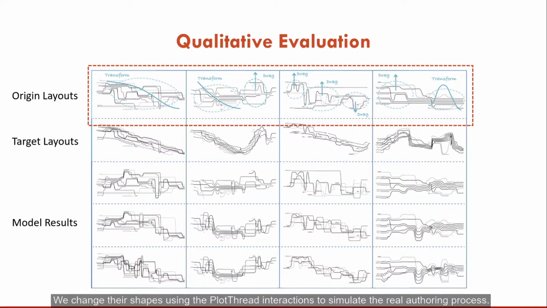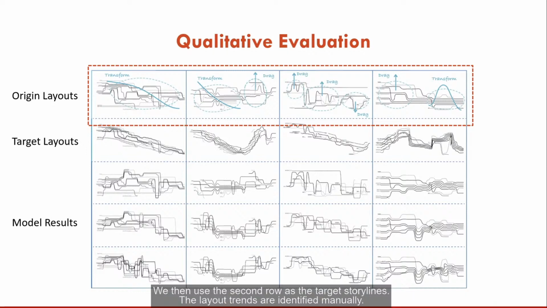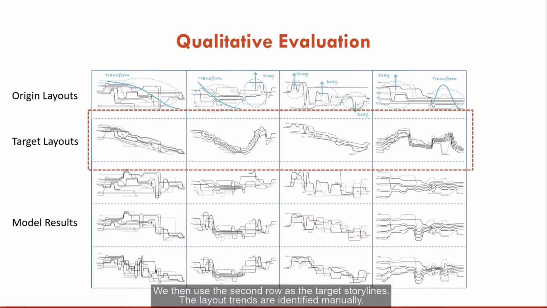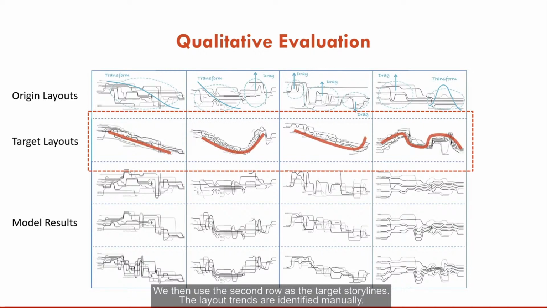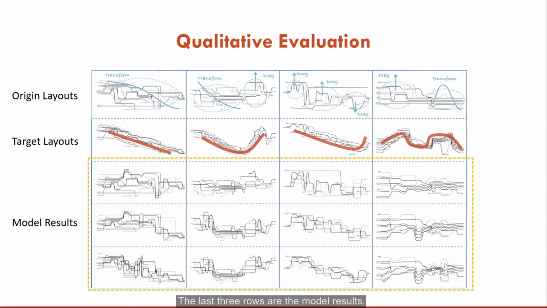We changed their shape using the PlotThread interactions to simulate the real authoring process. We then used the second row as the target storylines. The layout trends are identified manually. The last three rows are the model results. The agent can successfully capture the main trend, while still preserving a good aesthetic quality.